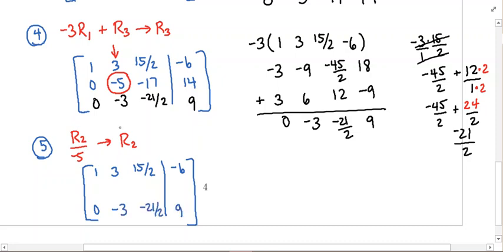All right, and now I'm going to come back and take every element in row 2 and divide by negative 5. 0 divided by negative 5 is 0. Negative 5 divided by negative 5 is positive 1.